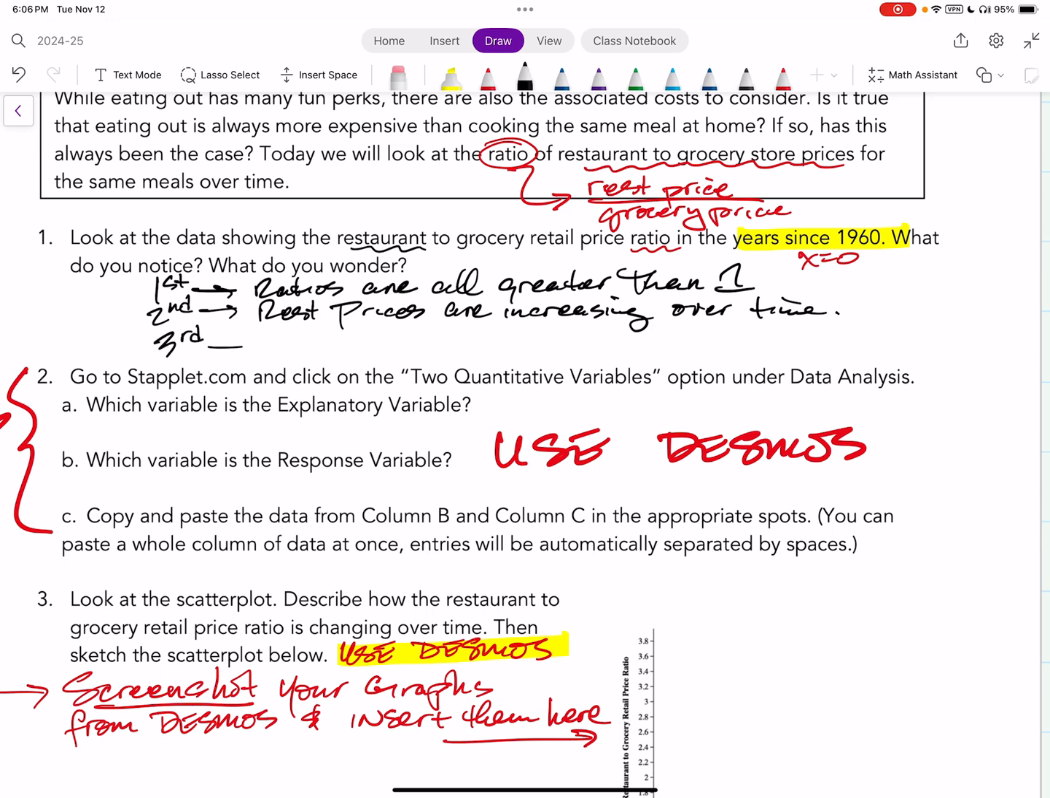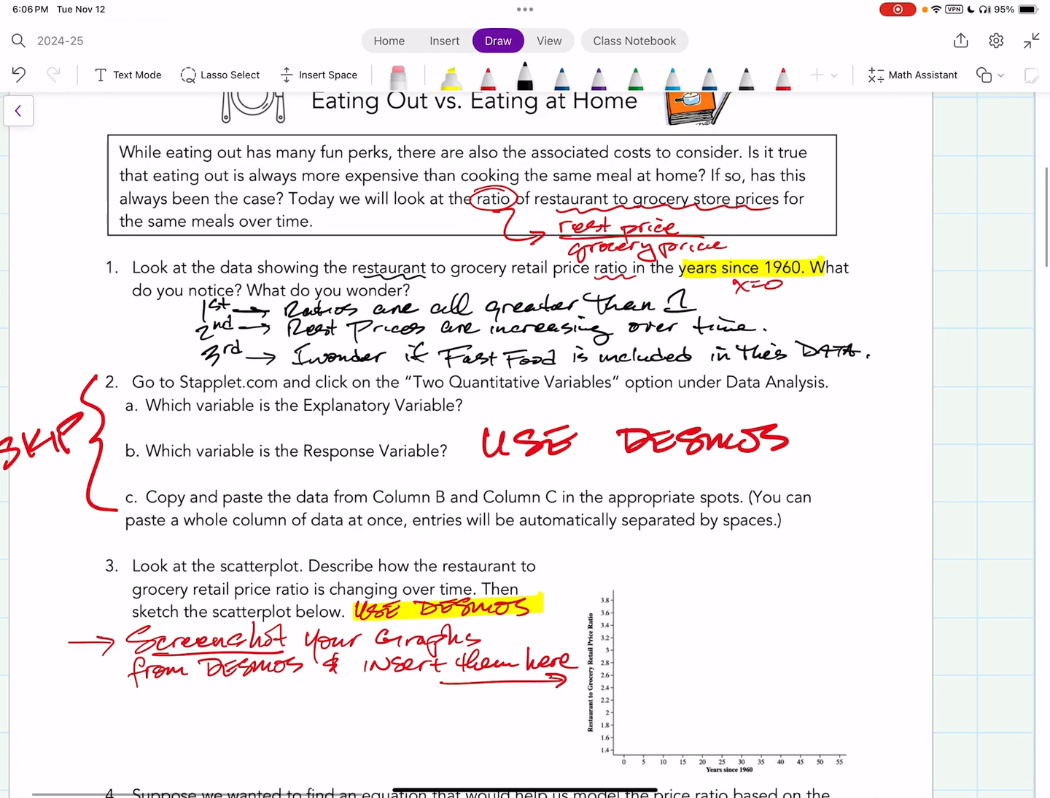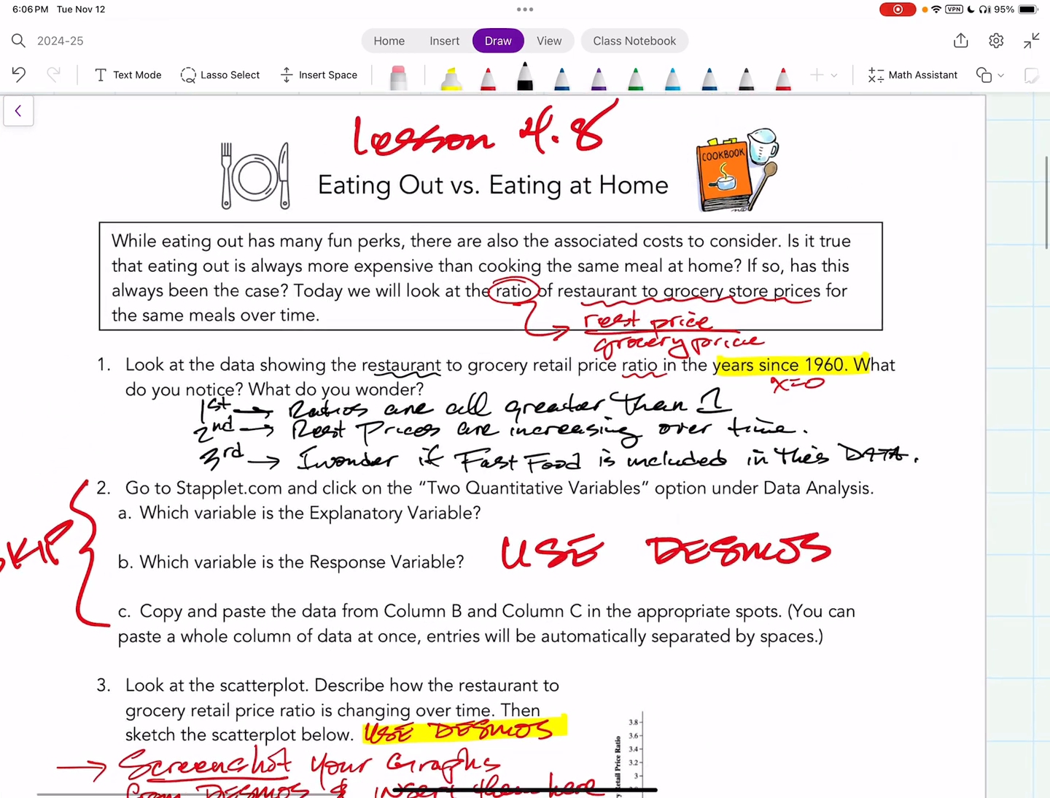So what do I wonder? Well, I wonder if fast food is included in this calculation. And I don't know because I didn't come up with this data set. Is fast food included in this data? There's a lot of other things that you might wonder. So if you wonder something else, go ahead and write that down too. But when I first looked at this lesson, because I didn't write this lesson, Calcmedic did, that's what I was thinking about.